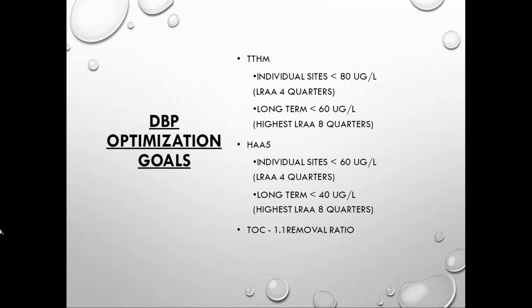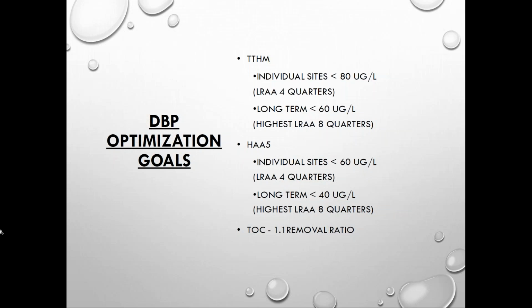Oklahoma adopted the national DBP optimization goals, and you can see on the slide here for total trihalomethanes, TTHMs, the short-term goals at the individual sites, and short-term is over 4 quarters. We'd like to see less than 80 micrograms per liter, and then the long-term goals over 8 quarters is less than 60. And then for the 5 haloacetic acids, HAA5s, the short term is less than 60 and the long term is less than 40 micrograms per liter.